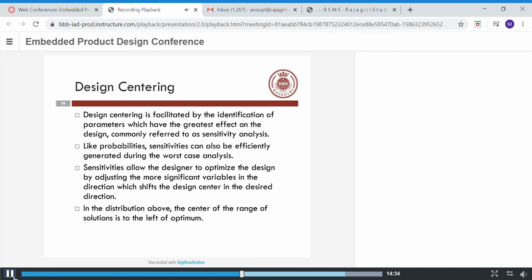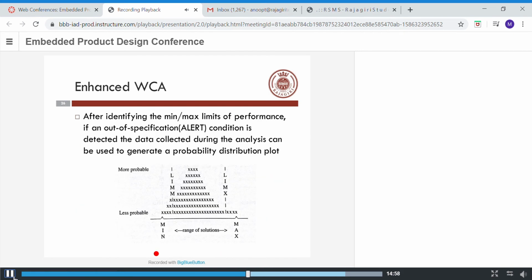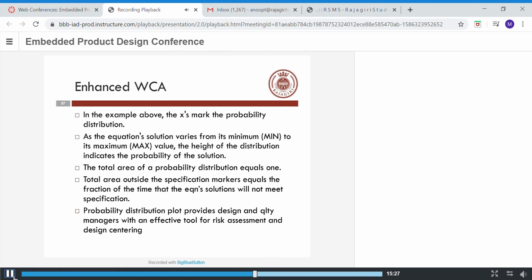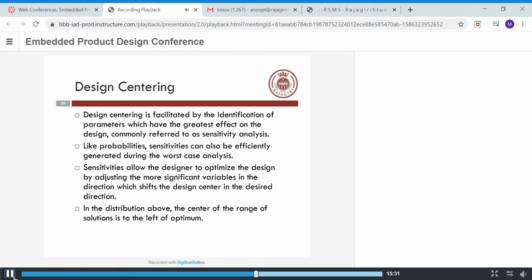This is something which is associated with sensitivity analysis, and design centering is facilitated by identifying these parameters. So centering can be done if you identify the parameters which are very sensitive. Accordingly, you can move. For example, in the previous case, the graph is shifted towards the left. So you can see you have a left shift. If you had optimized your design in such a way that the solutions have the average value at the correct center and the whole probability setup goes into the center part, then it is an ideal design. That means your possibility of going out of this particular minimum and maximum limit is very minimal with respect to probability. So that is what you mean by design centering, which is done usually by your design optimization.